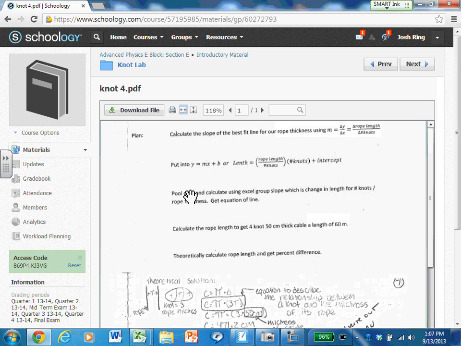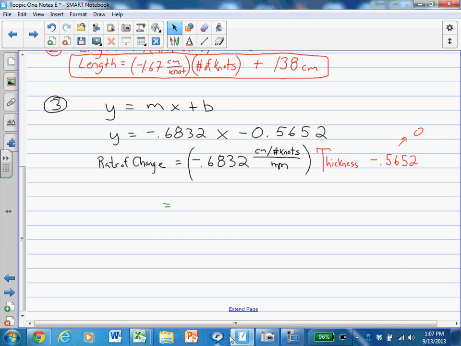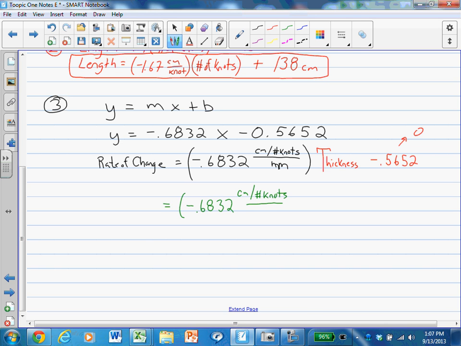Okay, so we're getting the equation of the line now. All right, so let's put that in. This is on our analysis page, and we got minus 0.6832 centimeters per number of knots over millimeters. Do I put in 50 centimeters for my thickness?